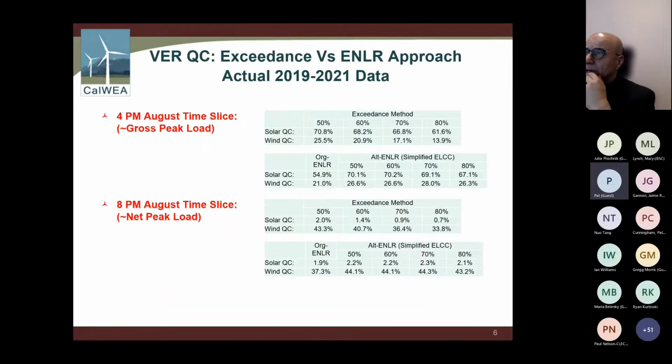Now, we use this methodology and this thinking to calculate the qualifying capacity of wind and solar resources based on actual load and solar and wind generation as we downloaded them.